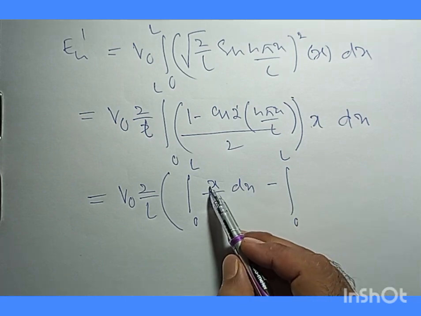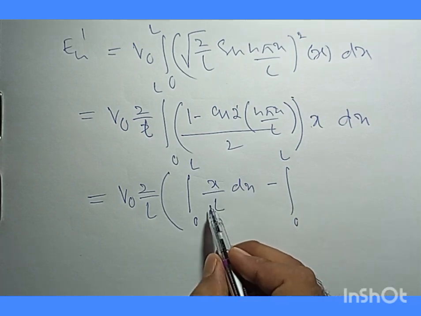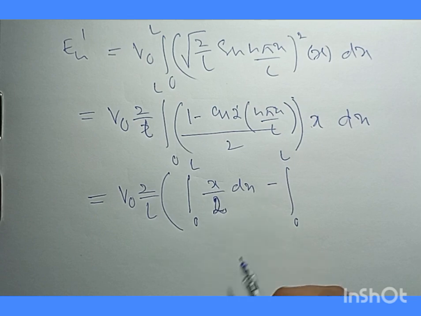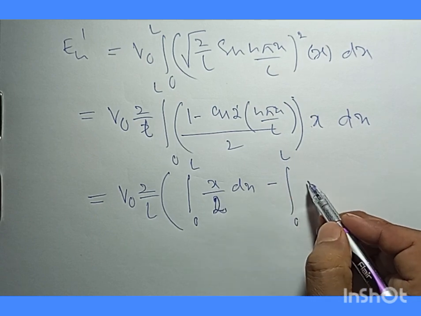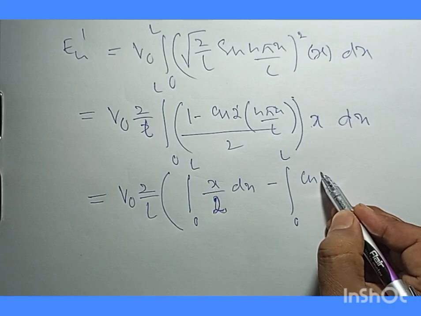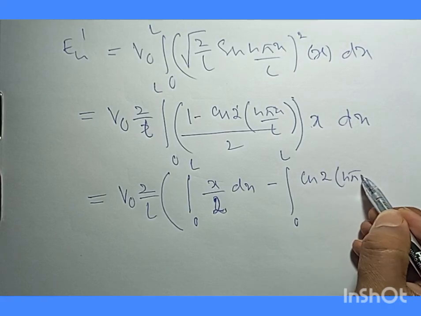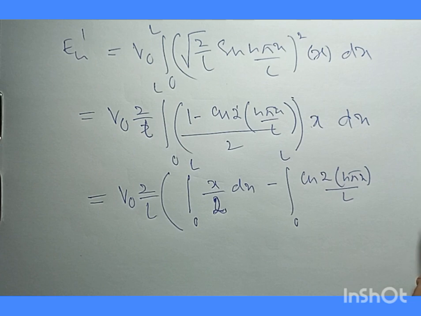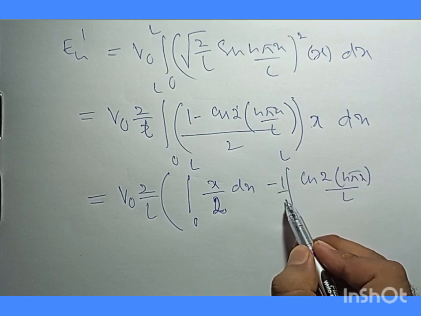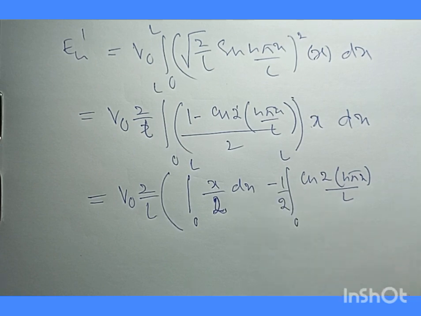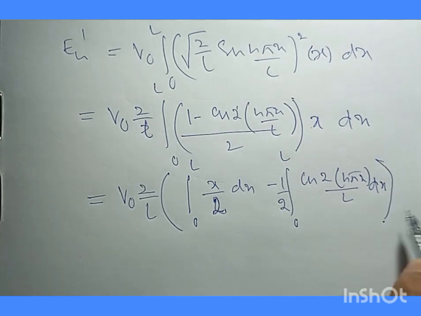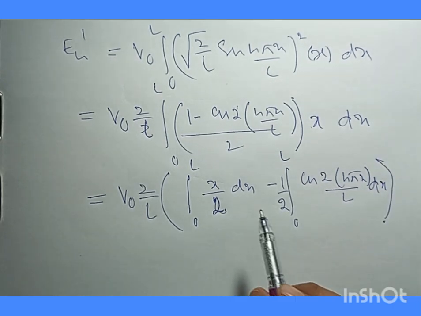I think here I have made a mistake. This is x by 2. So this is x by 2, and here I will have cos of 2 n pi x divided by L, and you can have 1 by 2 outside, and then we will have dx over here, and I'll close this. So I have two integrals.